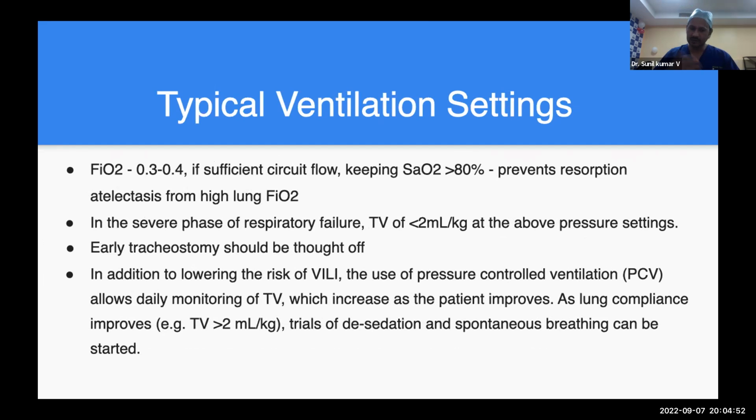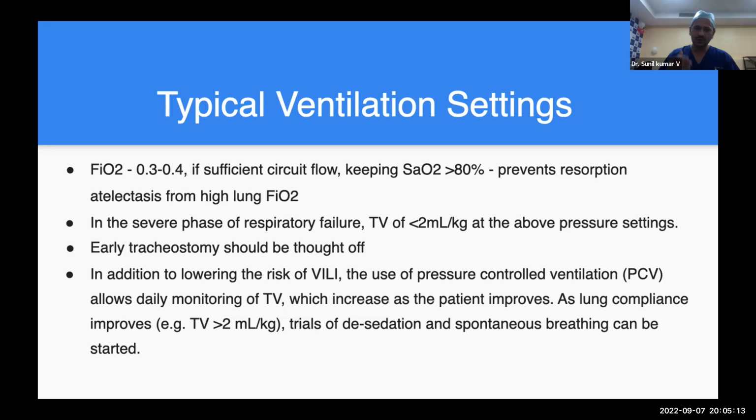And in our patient, we did an early tracheostomy because, as our patient had bleeding in the lung, it needs frequent toileting of the lung so that early recovery happens.